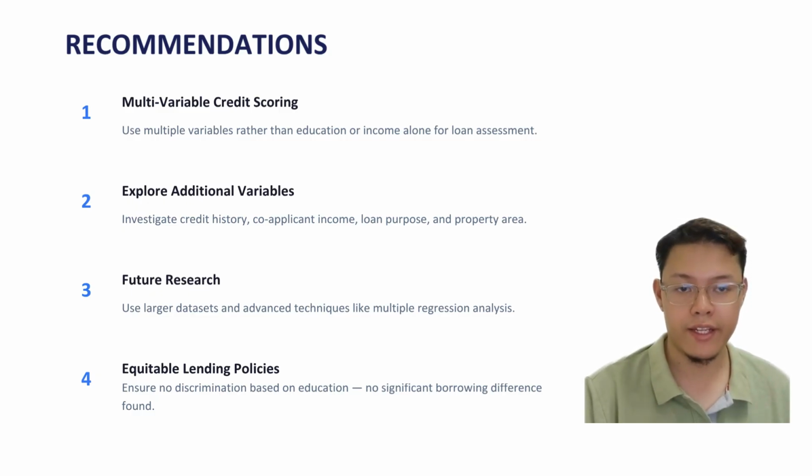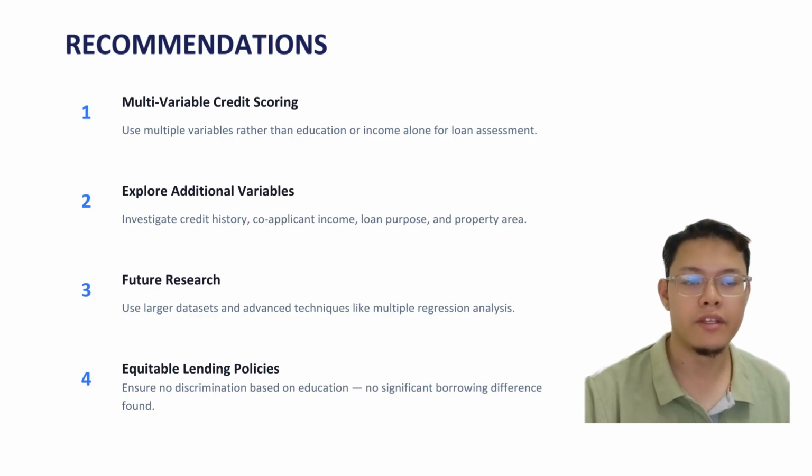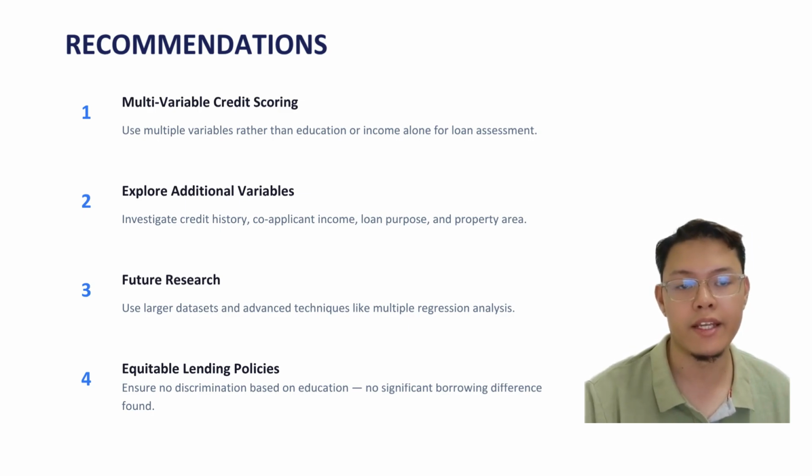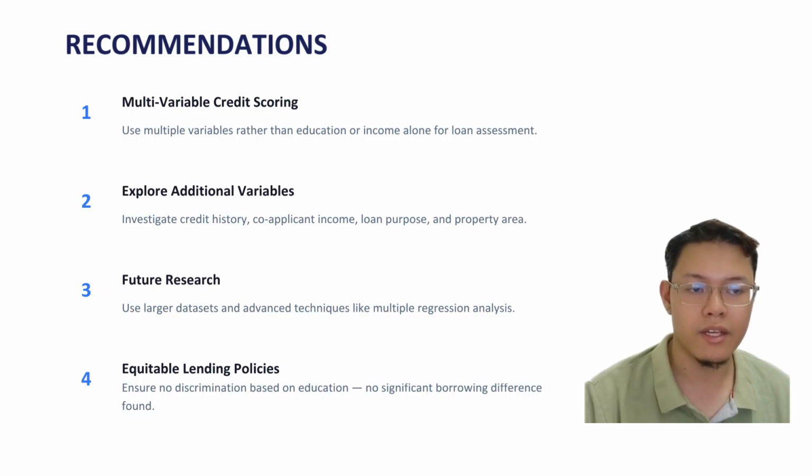Based on our findings, we recommend the following. First, financial institutions should adopt a multi-variable credit scoring model rather than relying on education or income alone. Second, they should explore additional variables like credit history, co-applicant income, and also property area. Third, future research should use a larger dataset and advanced techniques such as multiple regression. And the last one is that lending policies should not discriminate based on education background alone.